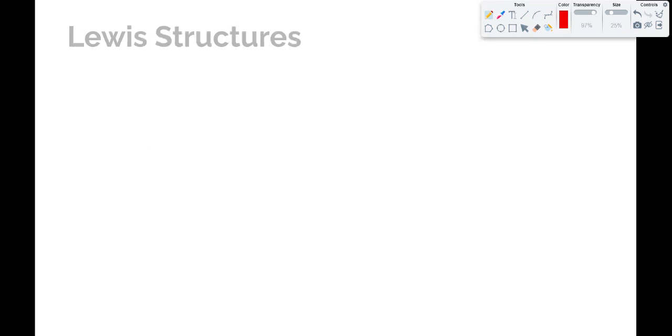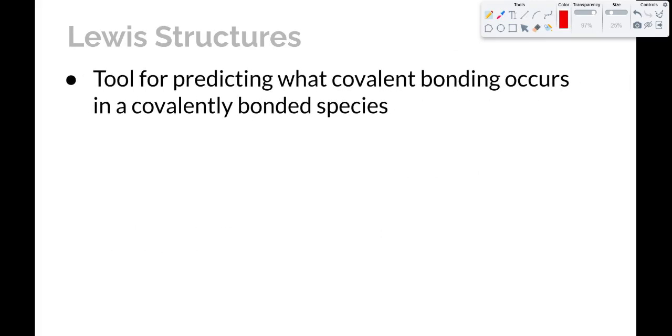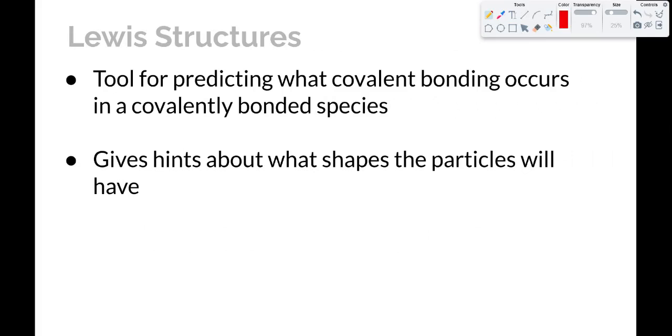Something that's super helpful in understanding covalent bonding is to draw something called a Lewis structure. So what is a Lewis structure? It's a tool for predicting what covalent bonding is going to occur in these species. And as we get into a little bit more advanced study of covalent bonding, we can find that Lewis structures also give us some hints about what shapes the particles will have. Lewis structures themselves don't do that in most cases, but they will give us some hints that we can use with some other thinking to help us determine the shapes of molecules and covalently bonded ions.